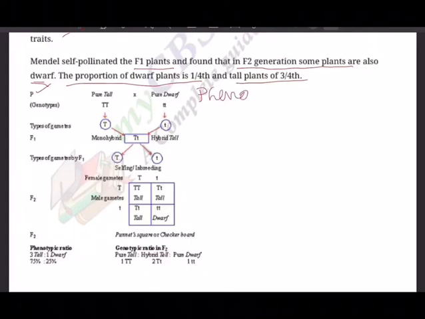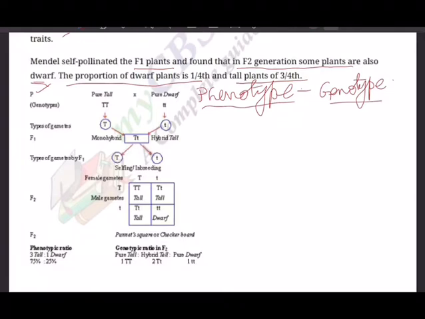Phenotype is the physical appearance of an individual. When we say physical appearance, we say somebody is tall, somebody is short, somebody is bulky, somebody is thin, like that. This is phenotype. And how is that somebody is tall? That's because he must have genes for tallness. So phenotype is definitely due to the gene combination, and the gene combination is called genotype. So the gene makeup that is present in the individual is called genotype.